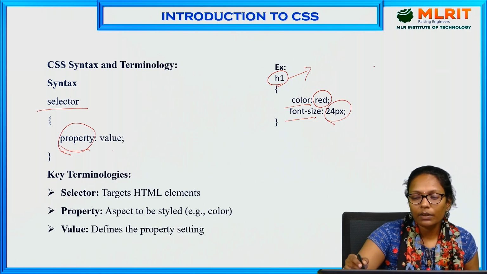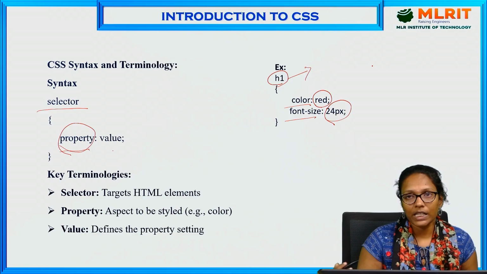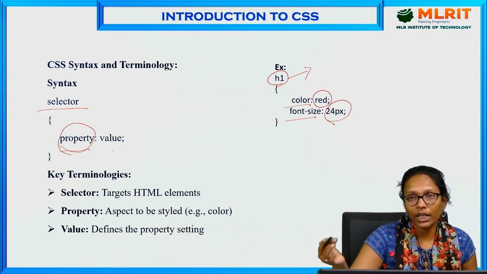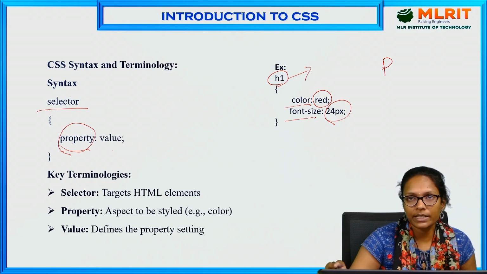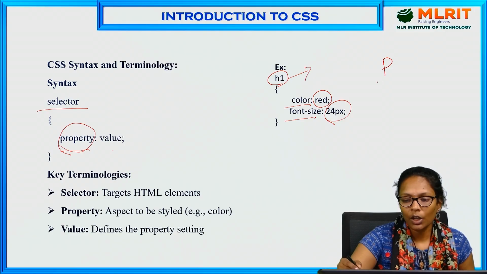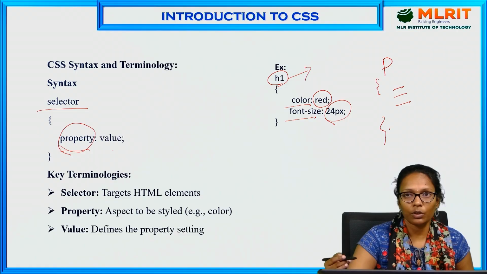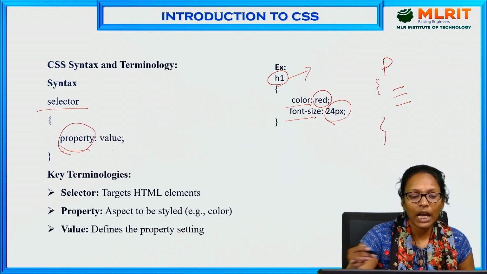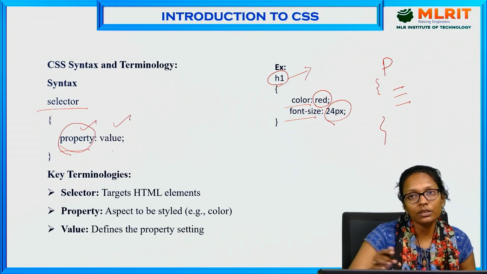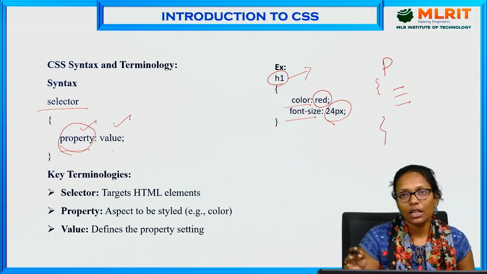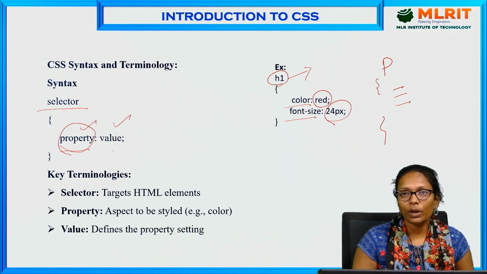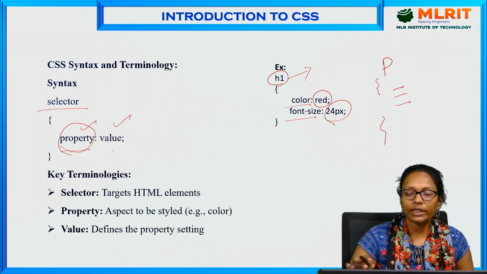Like that, if I want to provide some set of styles for another tag, another element or another selector, then I need to mention it like that. My selector is P. P is nothing but paragraph. Open the brace and write the set of styles which you want to apply, along with the property as well as the value. Like this, for however many elements you want to apply different styles, you need to mention all the elements in the same format.